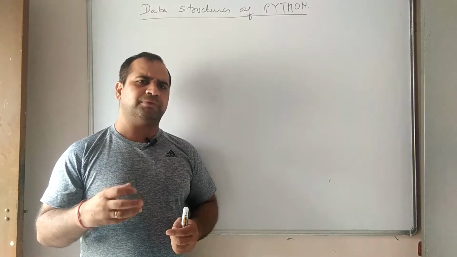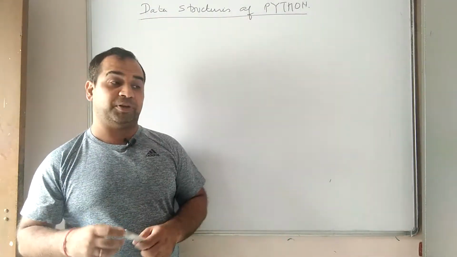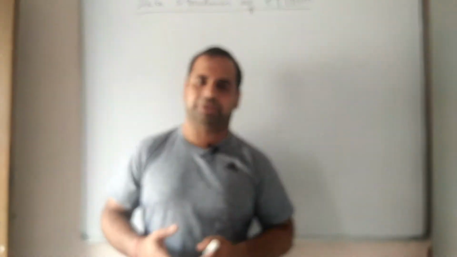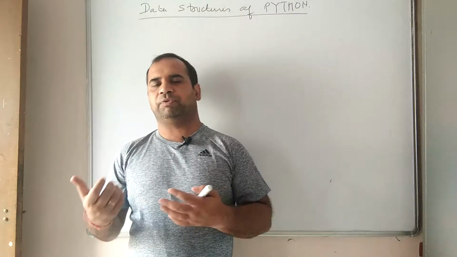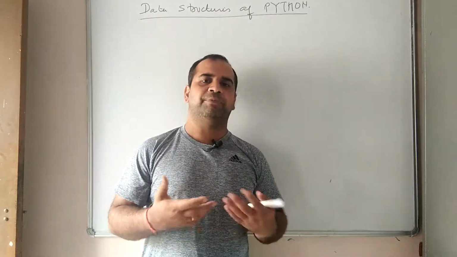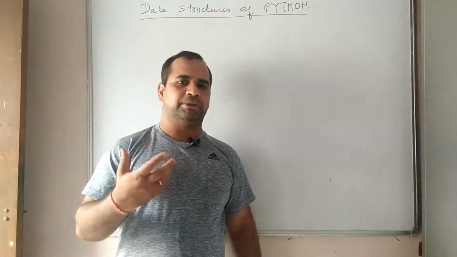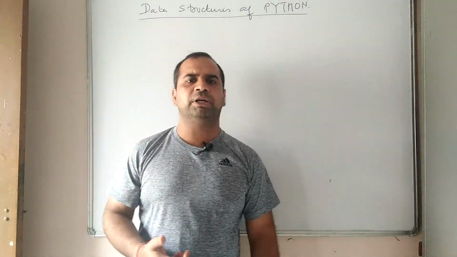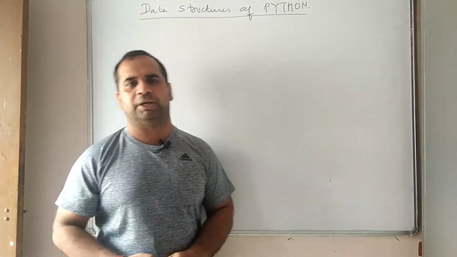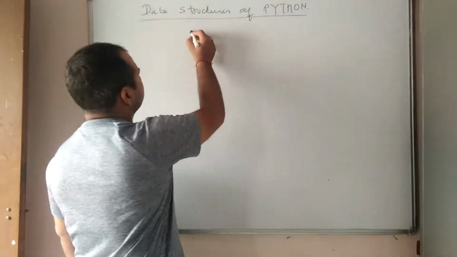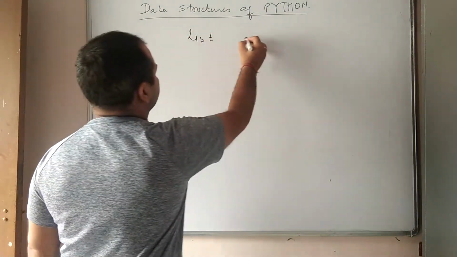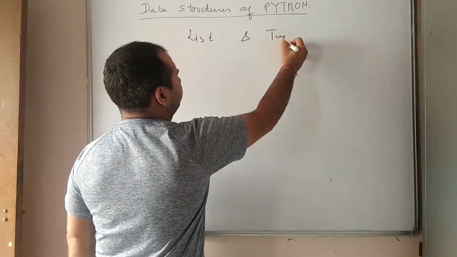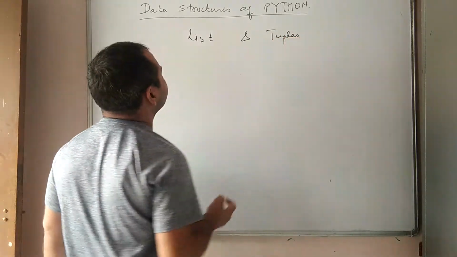In Python, we have some very important data structures, some very unique and strange ones. Some of them are mutable, some are immutable. I'll come to mutable and immutable later on, like list and tuple. So two very important data structures are list and tuple.